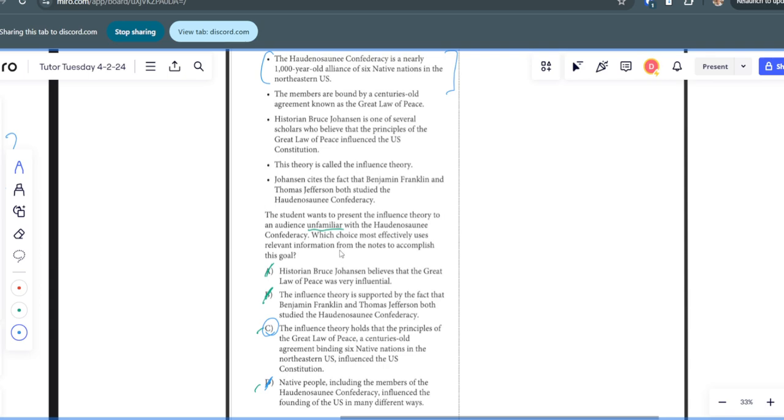And yes, we do have to present the influence theory, right? It talks about the Great Law of Peace. That was a big part of the influence theory. So C just has all the elements that we need for that one.